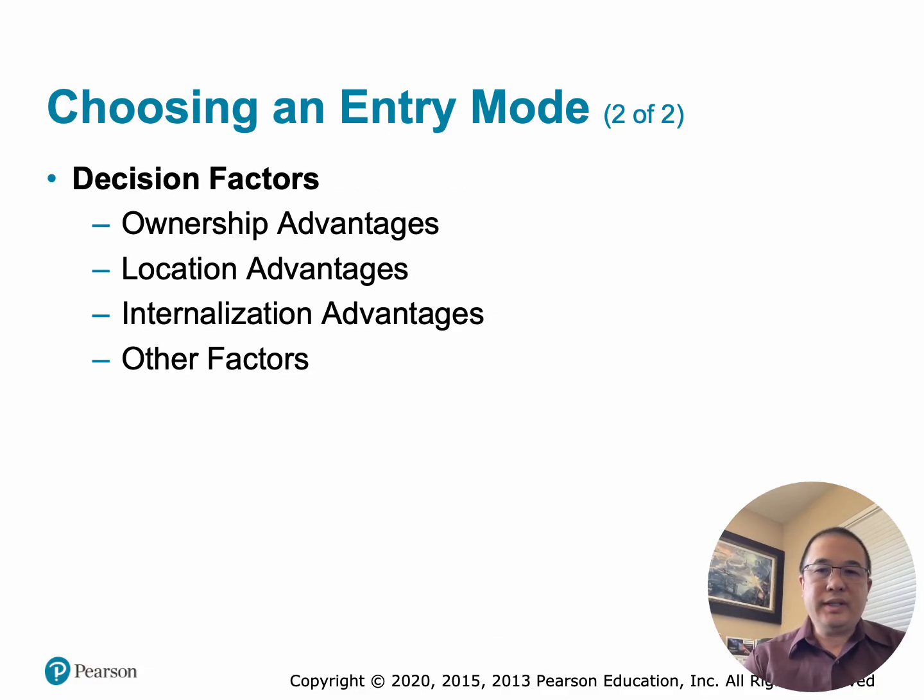This focuses on the key decision factors that influence how a company enters a foreign market. These factors come from Dunning's eclectic or OLI theory, which helps explain why firms choose exporting, licensing, joint ventures, or foreign direct investment, or FDI. Number one, the ownership advantages. The question would be, what unique assets or strengths does the company possess?